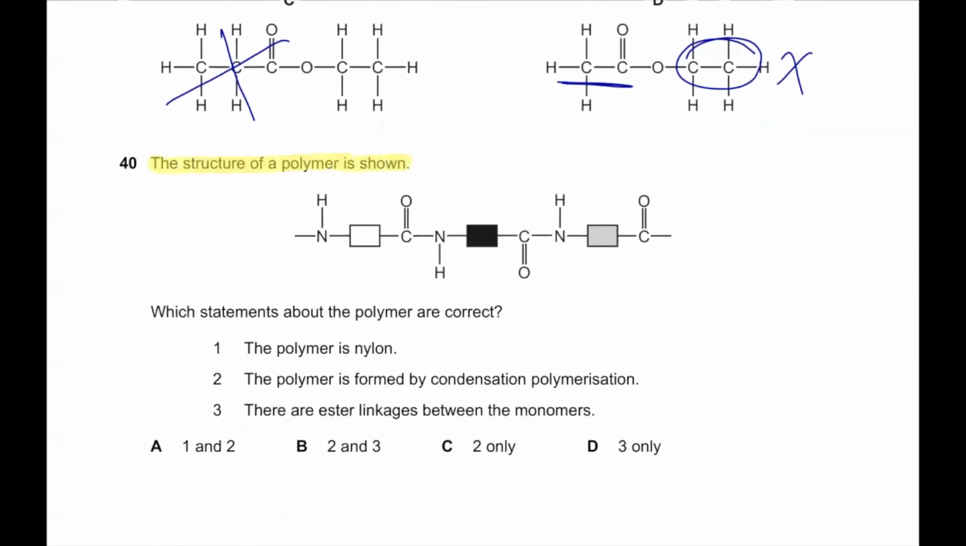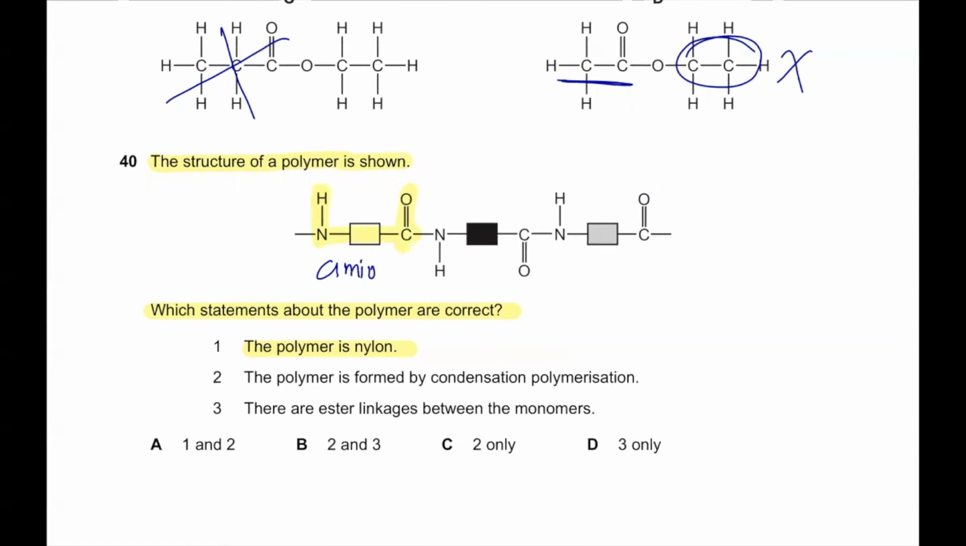The structure of a polymer is shown. Which statements about the polymer are correct? The polymer is a nylon. Now we can see there is an amine, there is an acid. So this is an amino acid. Now, one piece of information about nylon is that it's made from dicarboxylic acid and diamine. So it cannot possibly be nylon. It can be a natural polymer because there are different units that we can see in the reaction. So number 1 is wrong.